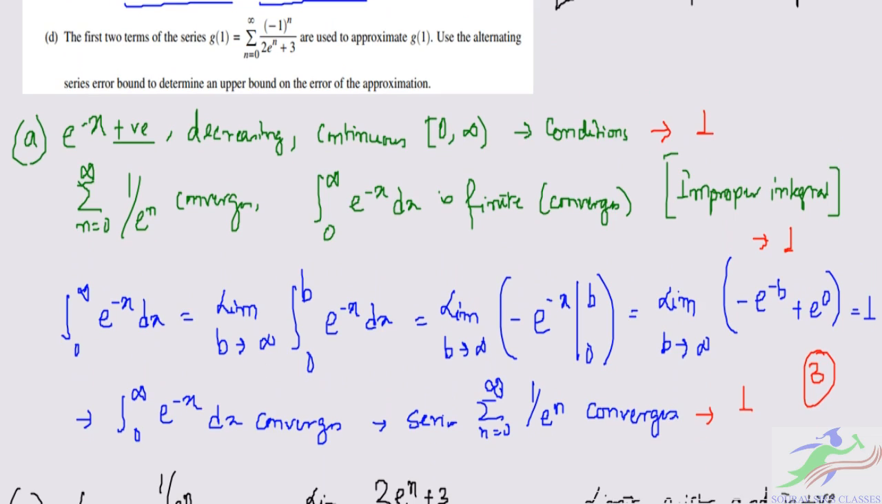Now let us check part D, how to solve this part. So what is the statement? It is given that the first two terms of the series G(1), summation of n equal to 0 to infinity (-1)^n by 2e^n + 3, are used to approximate G(1). Using the alternating series error bound, we have to determine an upper bound on the error of the approximation.